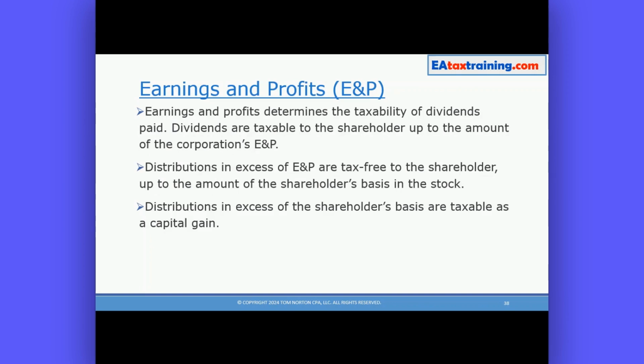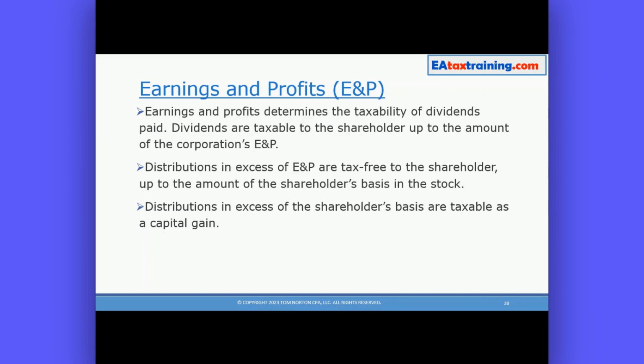So why is this important? Why are we going through all these gyrations of figuring out earnings and profits? E&P determines the taxability of dividends paid. Dividends are taxable to the shareholder up to the amount of the corporation's E&P. Distributions in excess of E&P are tax-free to the shareholder up to the amount of the shareholder's basis in the stock. And then any distributions in excess of the shareholder's basis are taxable to the shareholder as a capital gain.